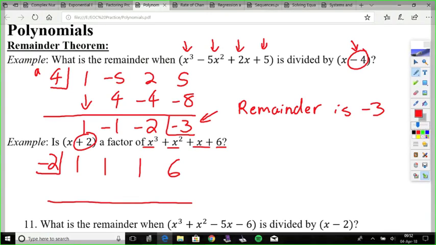Okay? Now the difference between this one and the last one is, the last one just wanted to know what the remainder was. This one is, if the remainder is 0, it is a factor. If the remainder is anything other than 0, it is not.